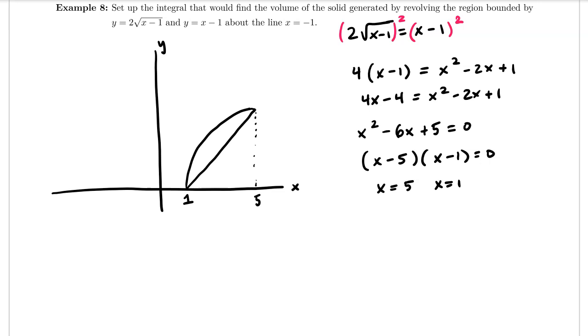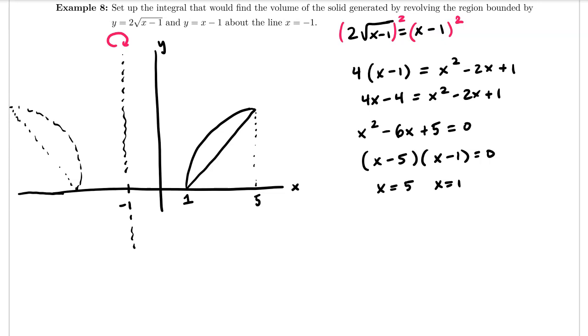Now, I want to reflect this about the line x equals negative 1. So here's x equals negative 1, and I want to reflect about this line. So now I'm going to go ahead and reflect that. Try my best to make a mirror image here. So maybe it looks something like that.